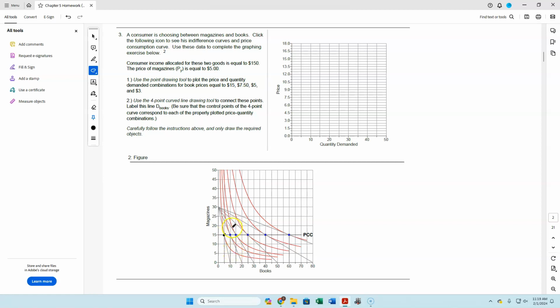And so you'd be basically plotting these points over here where the price is now changing from 15 to 750 to 5 to 3. So right, you have 15, 750, 5, and 3. And then you'd be looking at those various points and graphing it out like that based on these optimal numbers here.